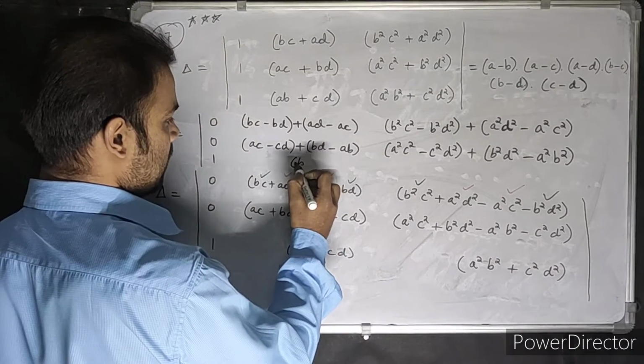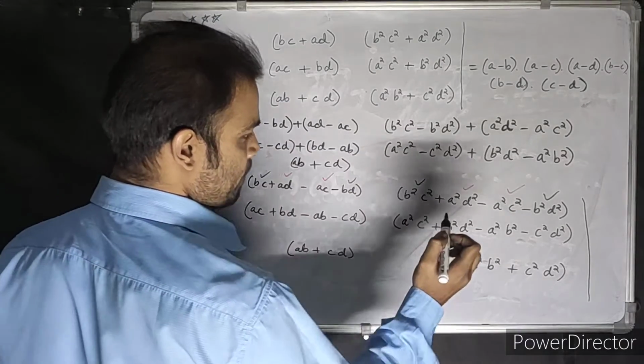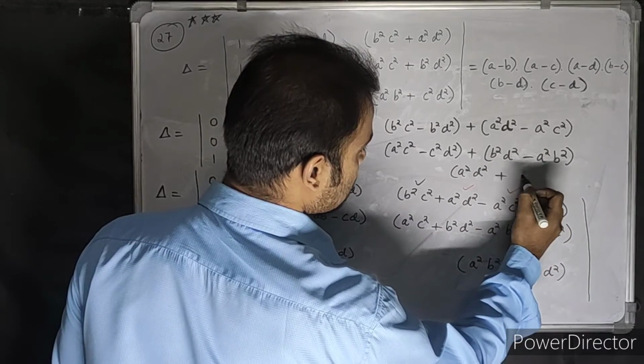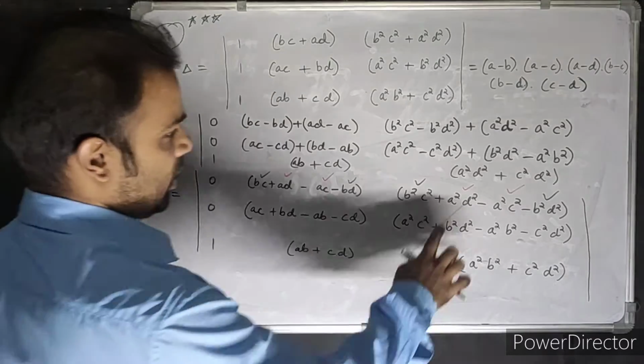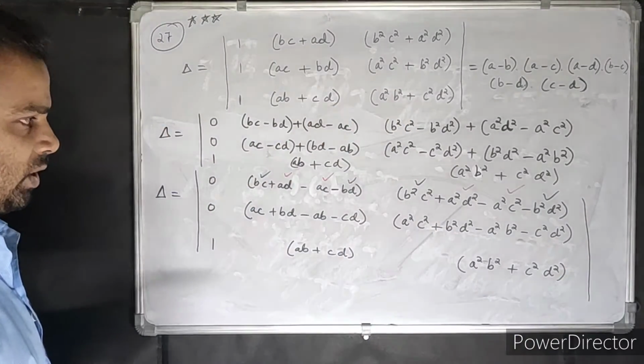What is this? This is AB plus CD, and this is A square D square plus C square D square. A square B square, sorry. A square B square plus C square D square.